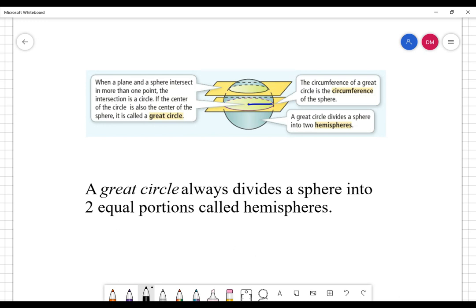Now, if you're pretty good with geography, maybe you can think of another example of a great circle that splits our Earth into the western and eastern hemispheres. So maybe you could think of that.